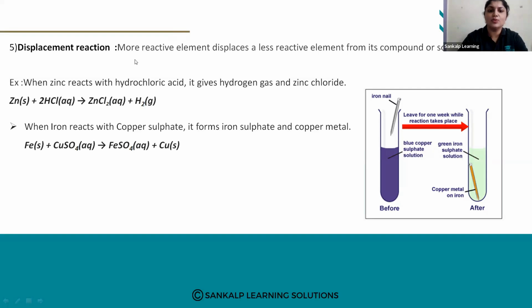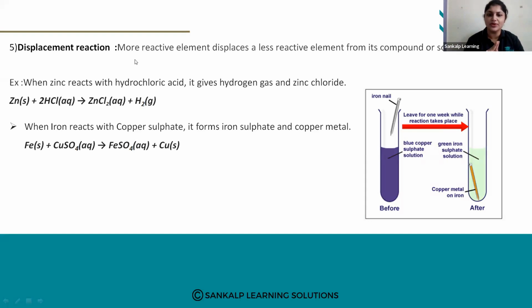What you are going to do is take 3 iron nails. You have to clean them with the help of sandpaper. Then take 2 test tubes. In the 2 test tubes, you are going to take copper sulfate solution. Then mark 1 test tube as A, another test tube as B.